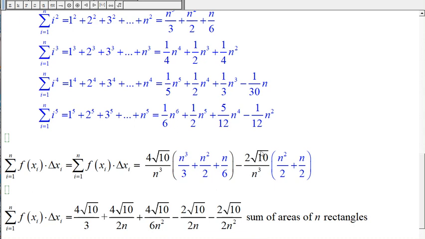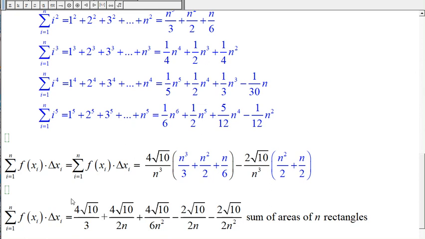And then next we have 2 times the square root of 10 divided by n to the third times n squared over 2. And we have a minus right here, so that would be minus 2 times the square root of 10 divided by 2n. And then this times n over 2 would be 2 times the square root of 10 over 2n squared. So this is the sum of areas of n rectangles.